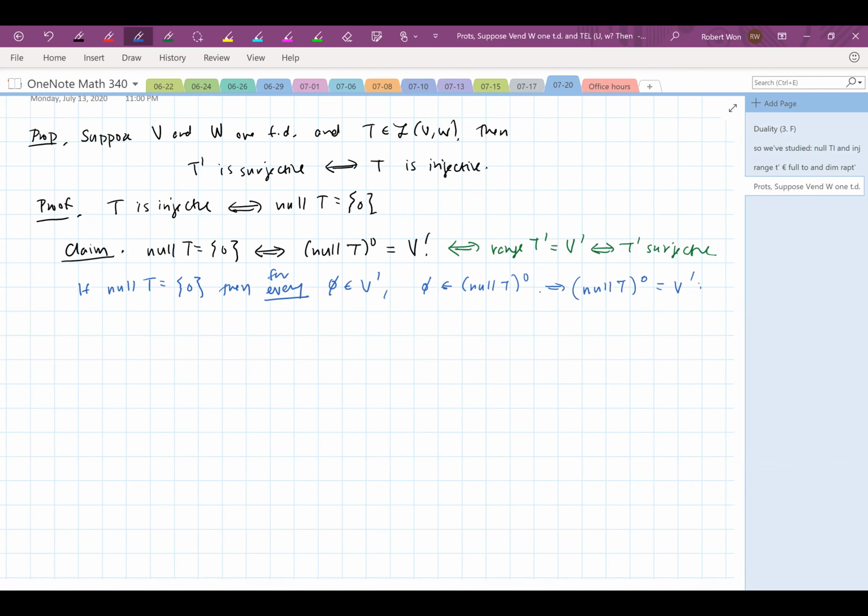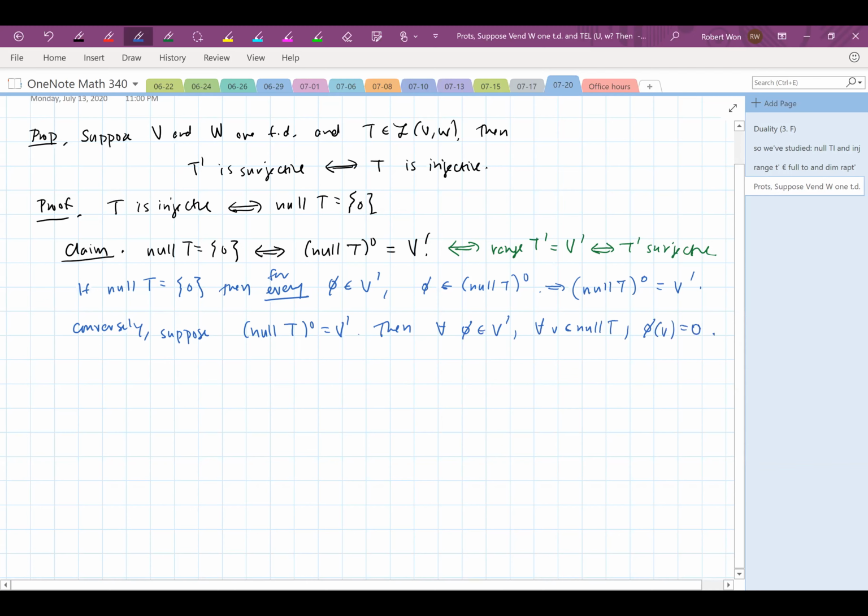Okay, well, what about the opposite direction? The opposite direction is the one where we need to do something. So conversely, suppose that the annihilator of the null space is everything. Okay, well, this means that for all phi in V dual and for all V in the null space of T, phi of V equals 0, right? This says that every single linear functional vanishes on every vector in the null space.